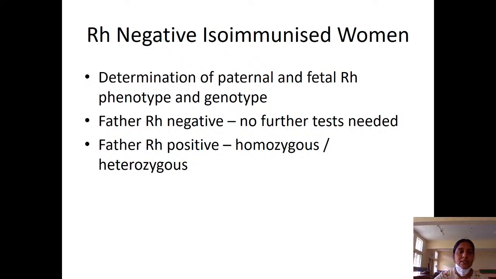Next, coming to Rh negative isoimmunized. That means antibodies are there. Here also again we have to detect the paternal Rh. If the father is Rh negative, no further test is needed. If the father is Rh positive, then again do the genotype, whether the father is homozygous or heterozygous.